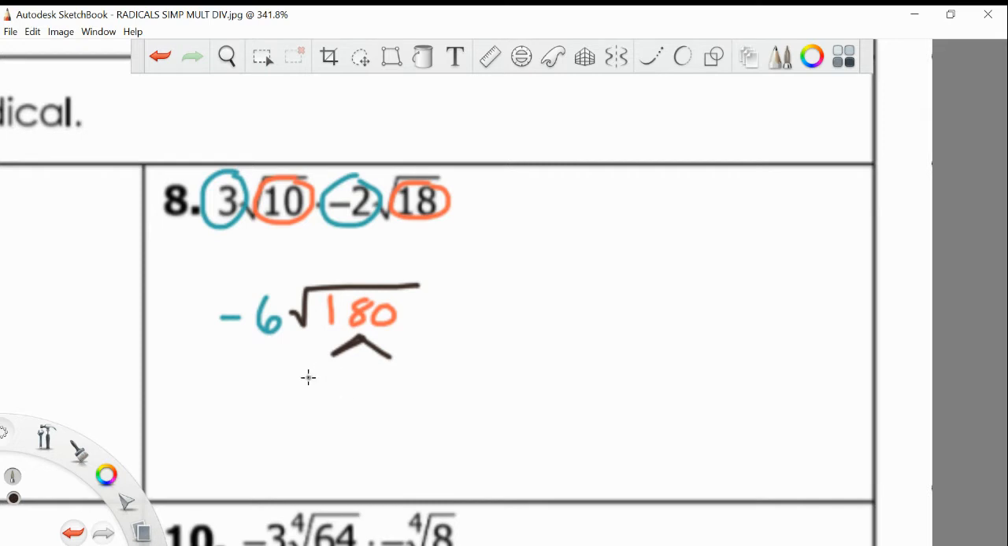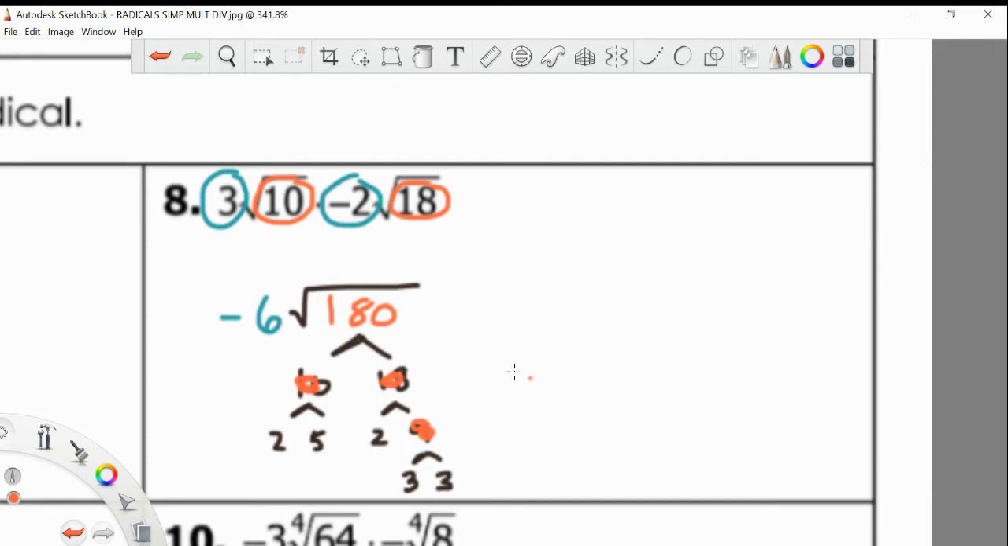We're going to have 10 times 18. 10 times 18, that's pretty easy. We just did 10 times 18, right? So I didn't have to think too hard to come up with 180. 10 is 2 times 5. 18 is 2 times 9. And 9 is 3 times 3. I don't need the 10. Don't need the 18. I don't need the 9. I have 2, 5, 2, 3, 3.